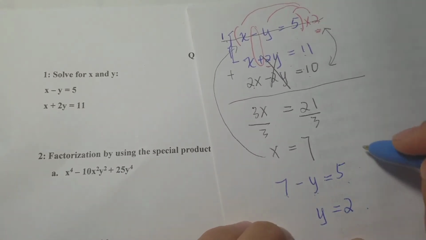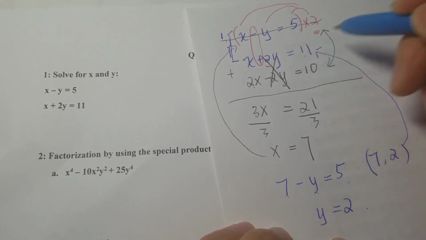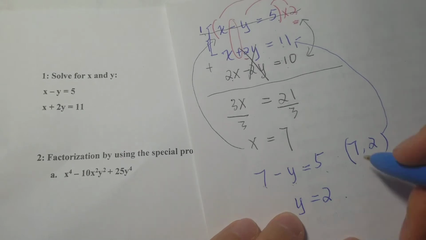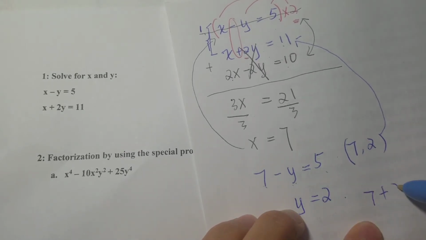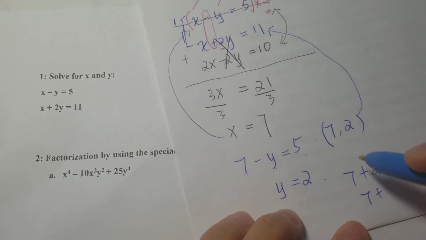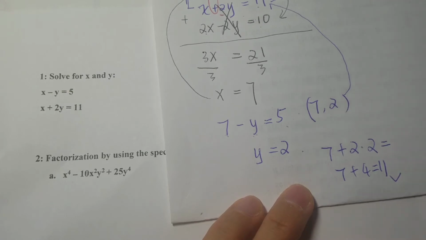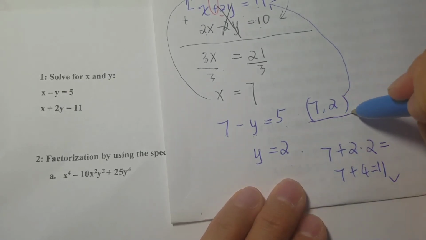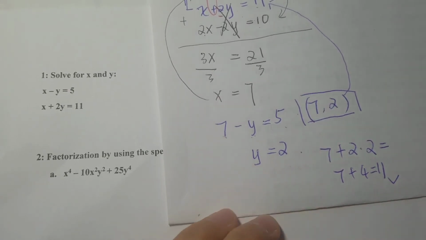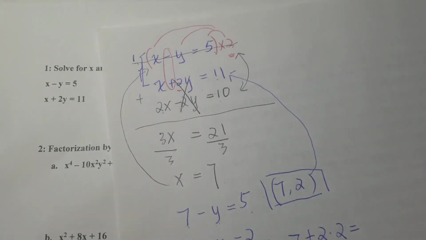Now substitute your x equals 7, y equals 2 back into the second equation to double check your work, where we have 7 plus 2 times 2, which is 7 plus 4 equal 11. Yes, left equals right, which means that is the correct solution. So this is how you do it with elimination.